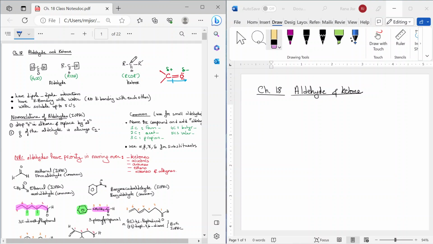For the ketone, its carbonyl has to be within the structure, so both sides of the carbonyl need to have an R group.